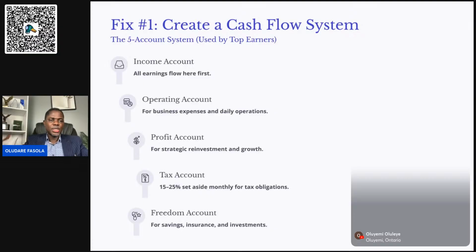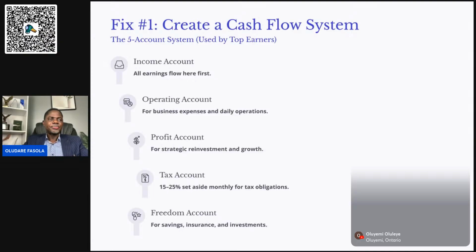For you as a business owner, I will encourage you to have an income account, an operating account, and a profit account. The profit account is for strategic investment and growth. You actually can use your holding company to do that.